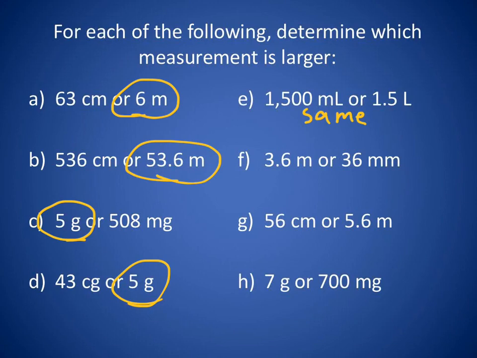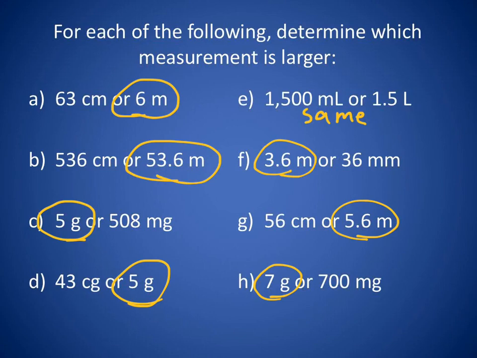3.6 meters or 36 millimeters. 3.6 meters, 36 millimeters is pretty small. Okay? 56 centimeters or 5.6 meters. 5.6 meters. 7 grams or 700 milligrams. 7 grams. Just trying to get used to some of the sizes here.